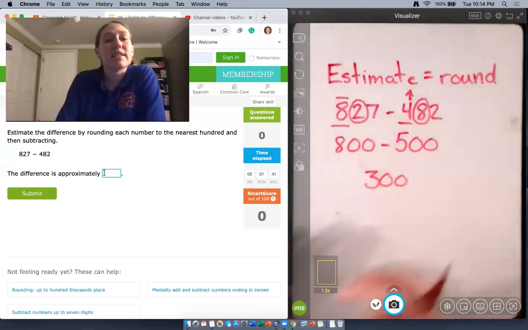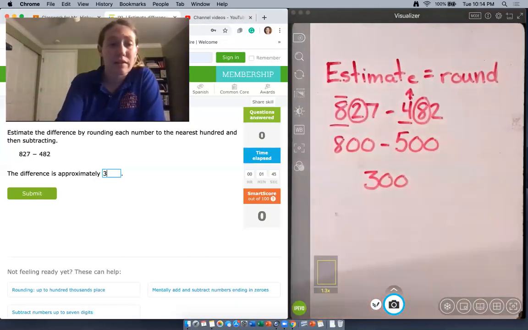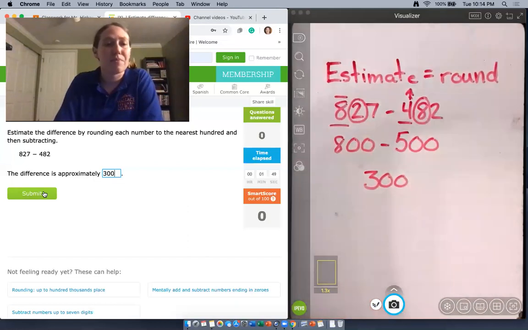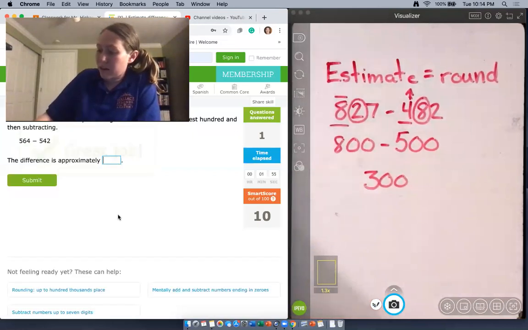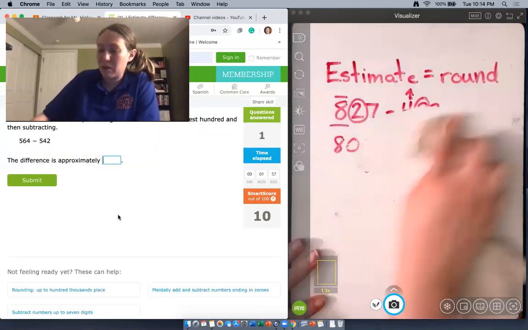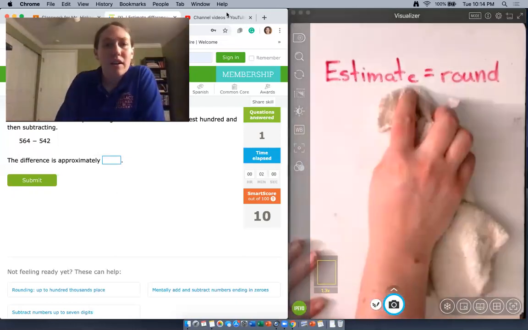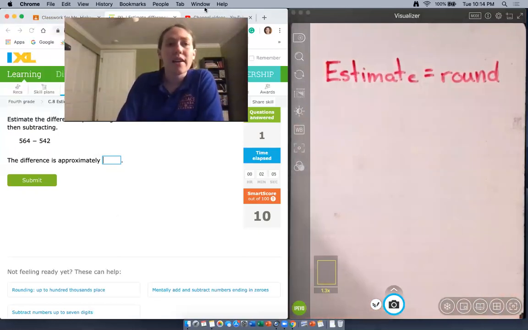The difference is approximately, because it's not going to be an exact answer because we rounded and we estimated, it's going to be approximately 300. Got it. I'm going to keep the fact that rounded, estimate equals round on my board and just get rid of the other. This one, it says round to the nearest 100 once again, and then subtract.